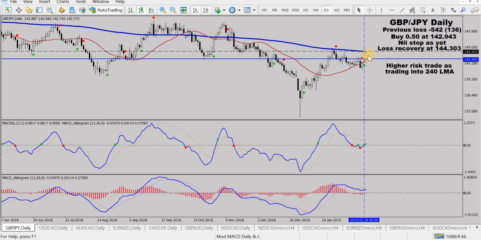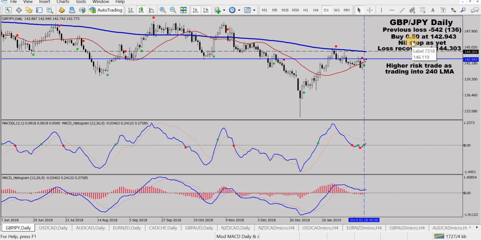This is my 3rd trade on this pair. So we've got a previous loss that adds up pretty quick to 542 pips. So really I need price to move 136 pips. If it does get to that level, which is this black dashed line, I will close out 0.4 of my trade. That'll recover all the previous losses. And then I'll just leave 0.1 on.